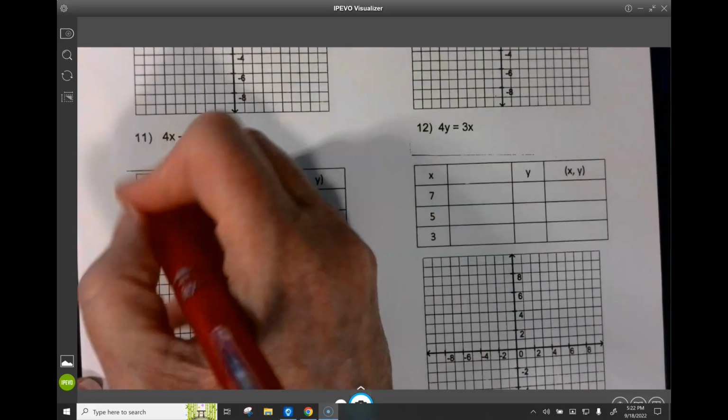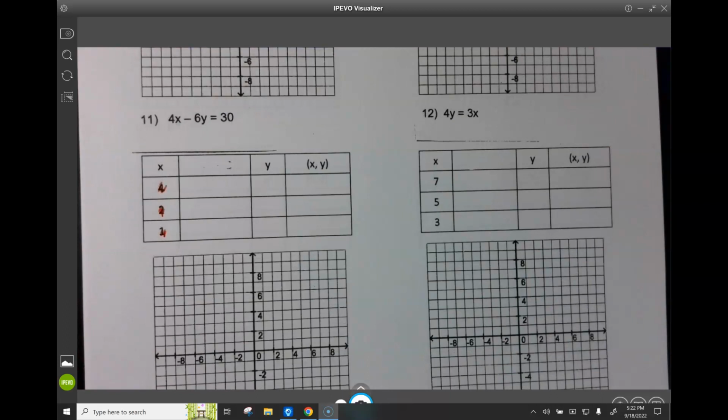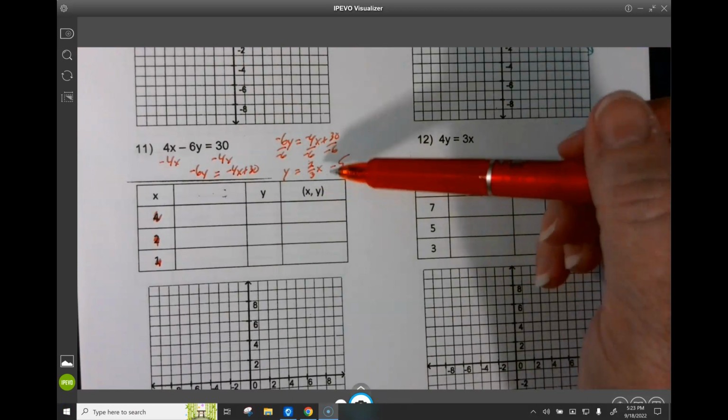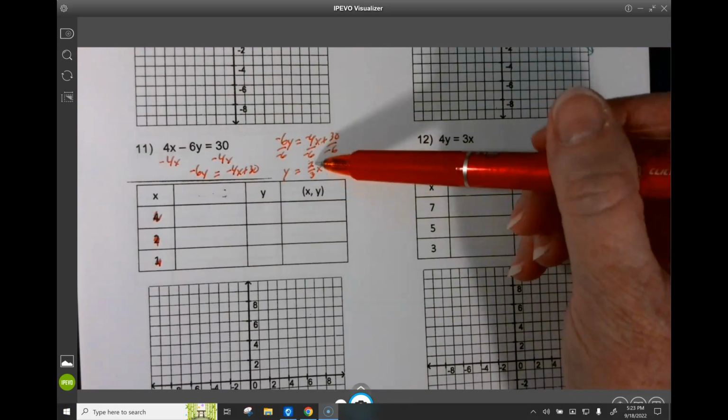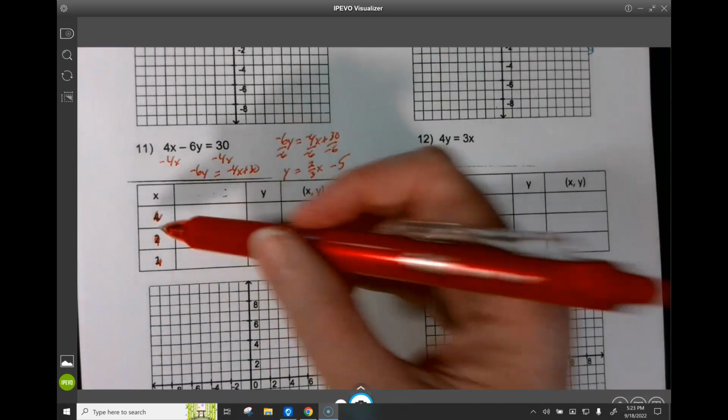I'd like you to try it. We're going to pick our own values. First thing we have to do is get y by itself. Go. So did you get y equals 2/3 x minus 5? Good. Okay. Now I reduced the 4/6. You could have left it as 4/6, but I'm always going to have it go smaller. So what numbers do you think we want to pick here?